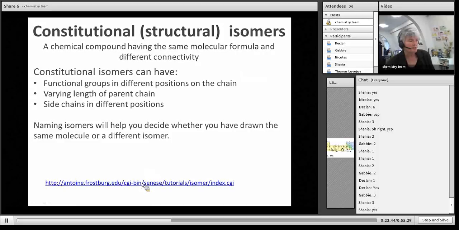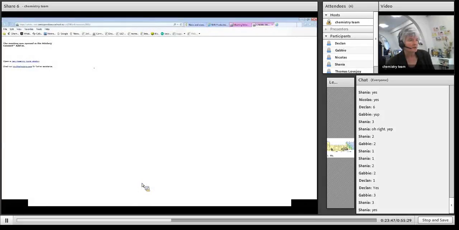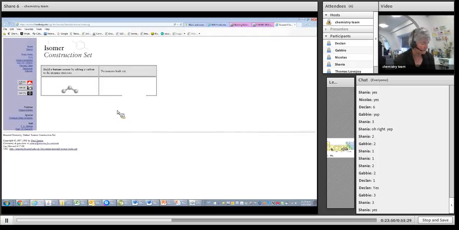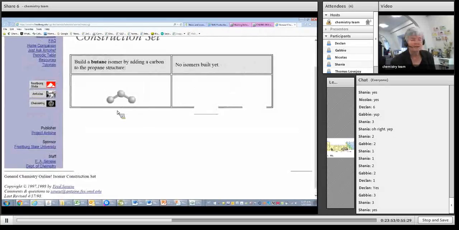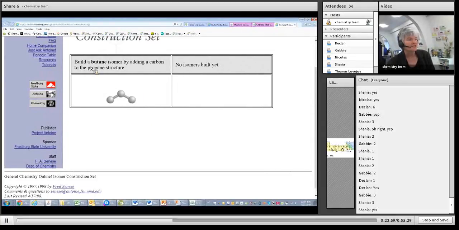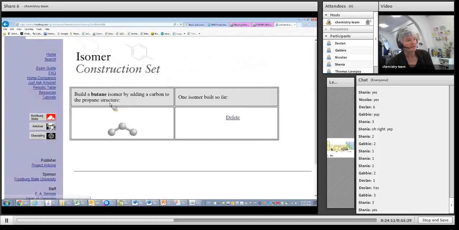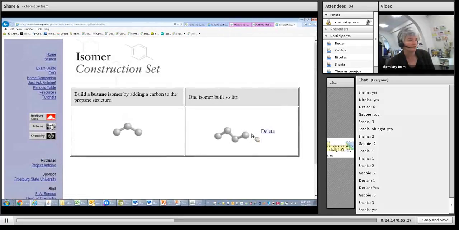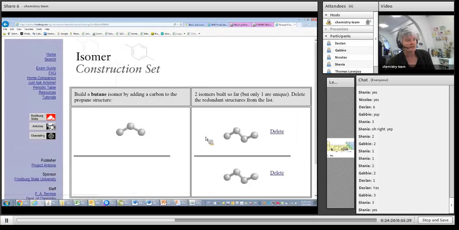Now I'm going to get this one up, and I'll make it bigger. This is an OTL. This is a good way to see if you can work out isomers. So it says here, build a butane isomer by adding a carbon to the propane structure. As you can see, just by hovering, it shows you where I've done it. So if I add it over there, I've built that isomer. If I add it over there, can you see I've made the same one? So although I've added one over there and one over there, can you see I've made the same one?